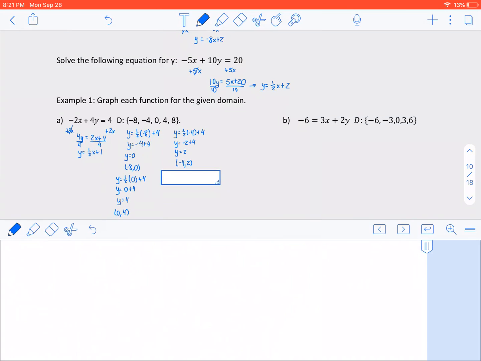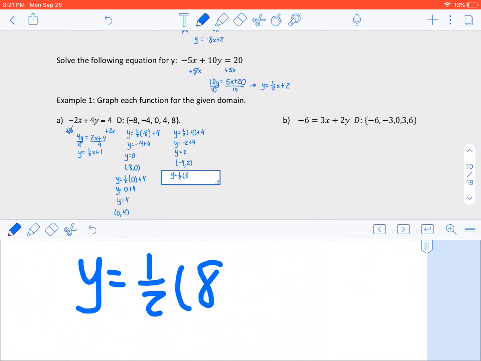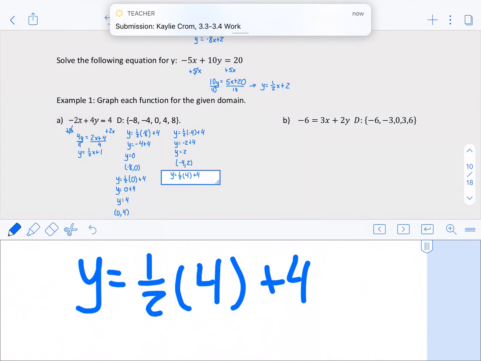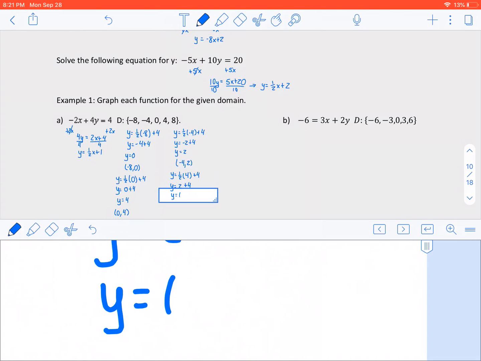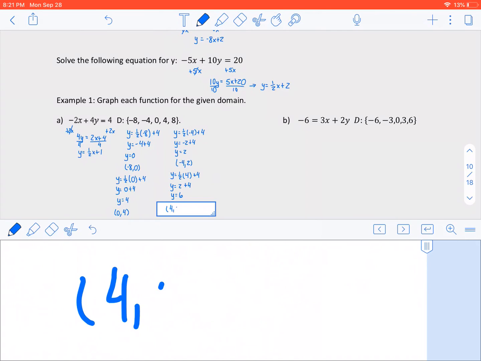My last one, y equals 1/2 times 4 plus 4. Half of 4 is 2 plus 4. Y equals 6. So the ordered pair for that one: when I plug in 4, I get 6 for y.